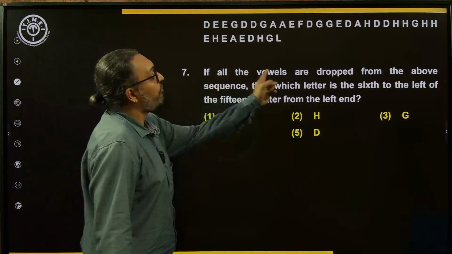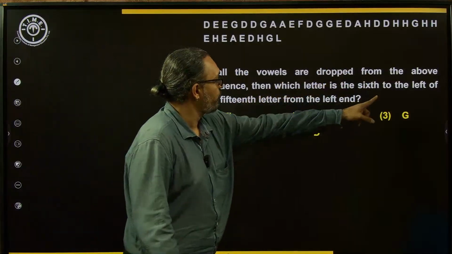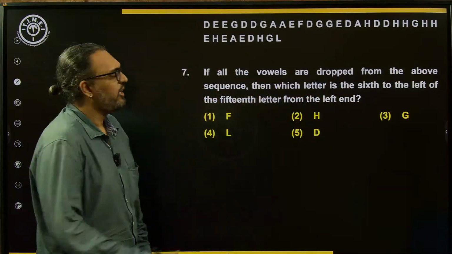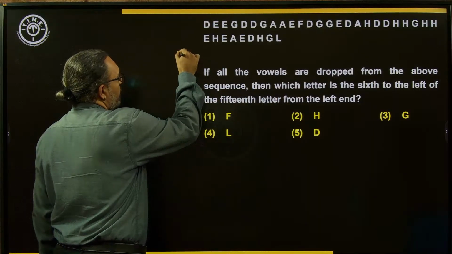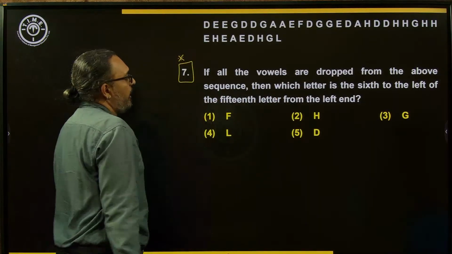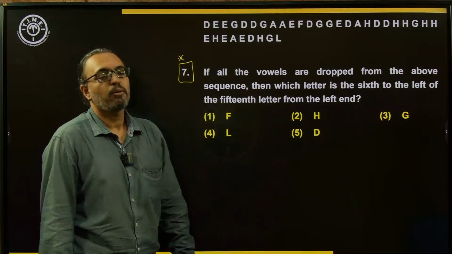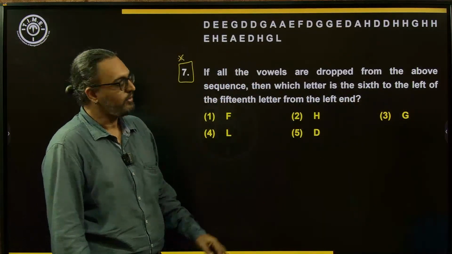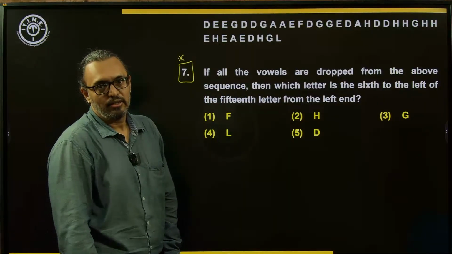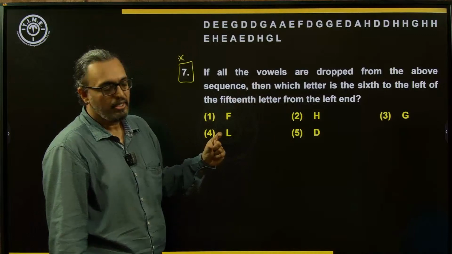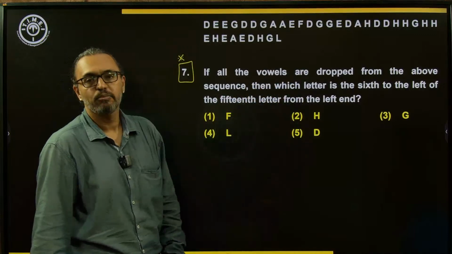Now he says if all the vowels are dropped from the above sequence, then which letter is 6th to the left of the 15th letter from the left end? See, there is a correction actually in this question. I think it was given as 15th to the left of 6th letter from the left end. No, it has to be reversed. The information was not correctly sequenced. Now this is the actual correct question: 6th to the left of the 15th letter from the left end.